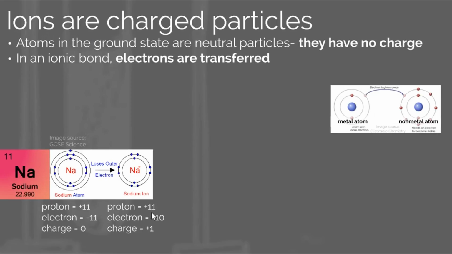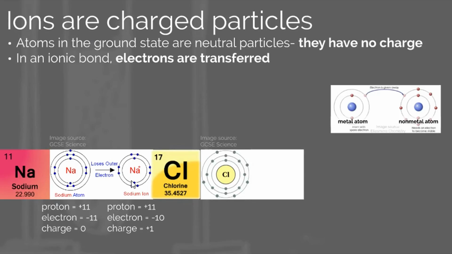Our protons haven't changed. We still have 11 protons, but with only 10 electrons, if we do that same calculation, plus 11 minus 10, we get a remainder of positive 1. That means that when we lost one of our negative electrons, the positive charge became a lot stronger in our sodium, and it overall gained a plus 1 charge. And we can do the same thing to the chlorine.